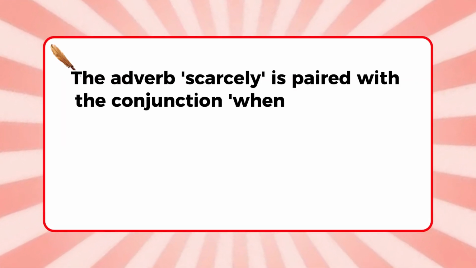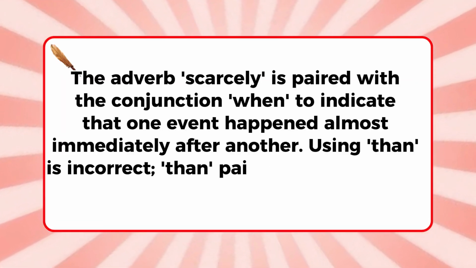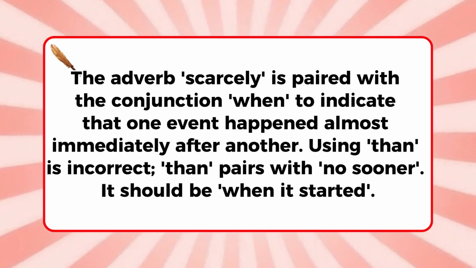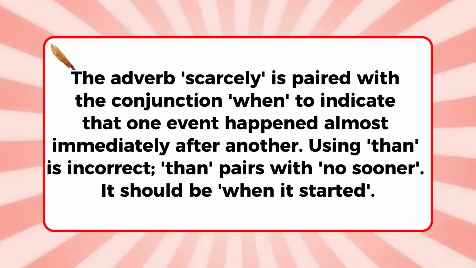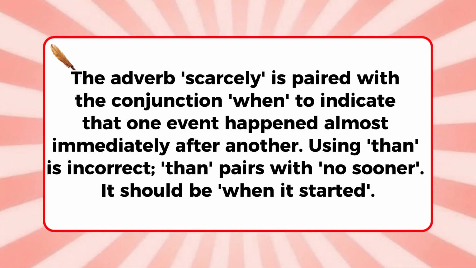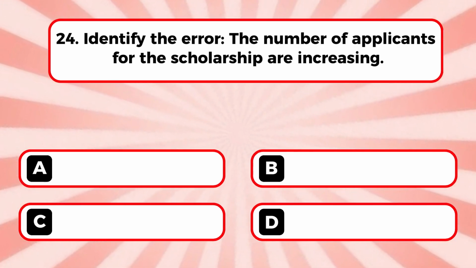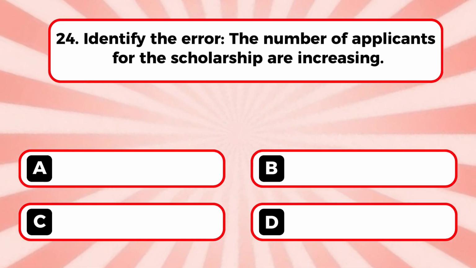The adverb scarcely is paired with the conjunction when to indicate that one event happened almost immediately after another. Using than is incorrect. Than pairs with no sooner. It should be when it started. 24. Identify the error. The number of applicants for the scholarship are increasing.